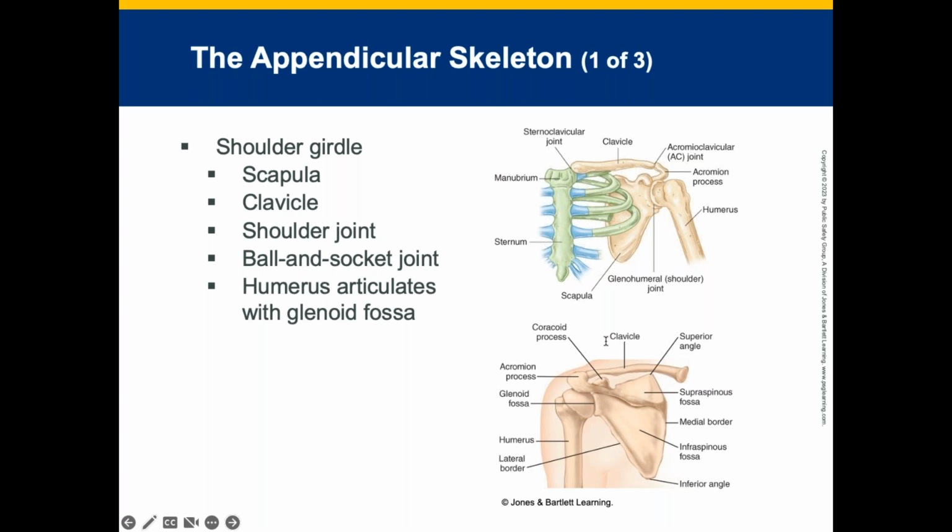Right. The two major components, scapula and clavicle, raised up on the scapula is called the acromion process, which is located here. Another very commonly fractured bone through the acromioclavicular or AC joint. A ball and socket joint into which the head of the humerus articulates with the glenoid fossa, which is part of the scapula, as you can see going in here.